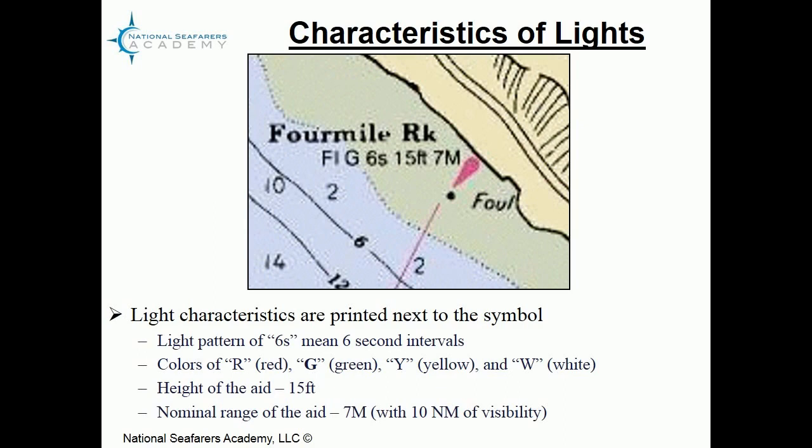The height of the aid is given in feet above mean high tide. In this case it is 15 feet above mean high tide. The nominal range of the aid is given for 10 nautical miles of visibility. In this case the nominal range of the light is 7 nautical miles.